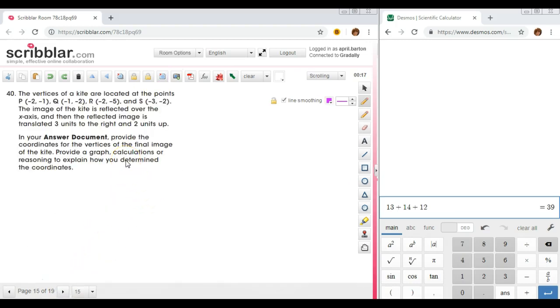Last problem, the vertices of a kite are located at the points P (-2, -1), Q (-1, -2), R (-2, -5), and S (-3, -2). The image of the kite is reflected over the x-axis, and then the reflected image is translated 3 units to the right and 2 units up. In your answer document, provide the coordinates for the vertices of the final image of the kite. Provide a graph, calculations, or reasoning to explain how you determined the coordinates.